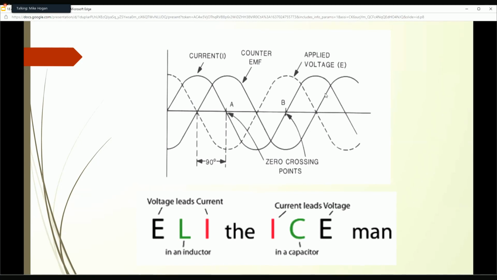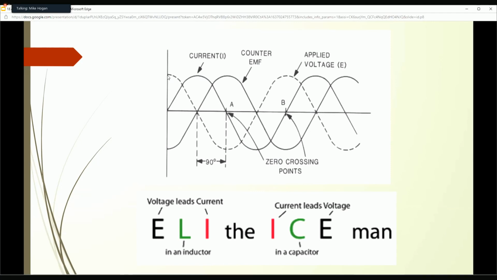And what we wind up with when we look at all this for inductors, remember this L represents an inductor, we get this nice little saying, ELI the ICE man. This actually applies to both inductors and capacitors, but for an inductor, E, remember E represented voltage and I represented current. So E leads I: voltage leads current by 90 degrees, meaning it's ahead of the current by 90 degrees. And you can see that 90 degrees is 1/4. If 360 degrees is a full loop, 180 is half, 90 degrees is 1/4.